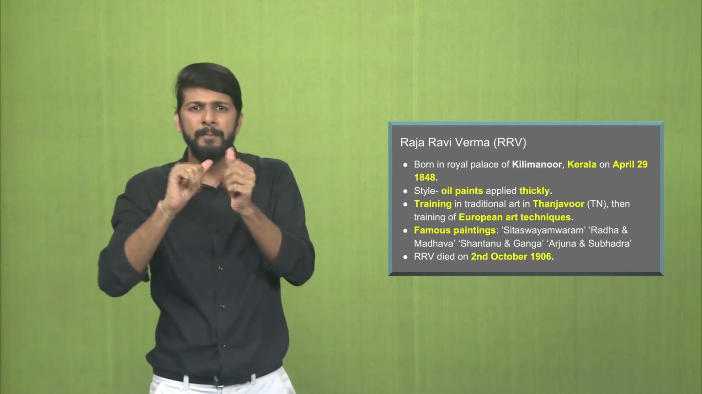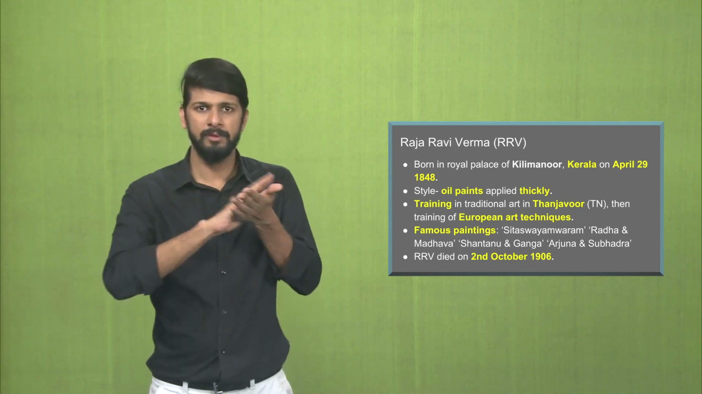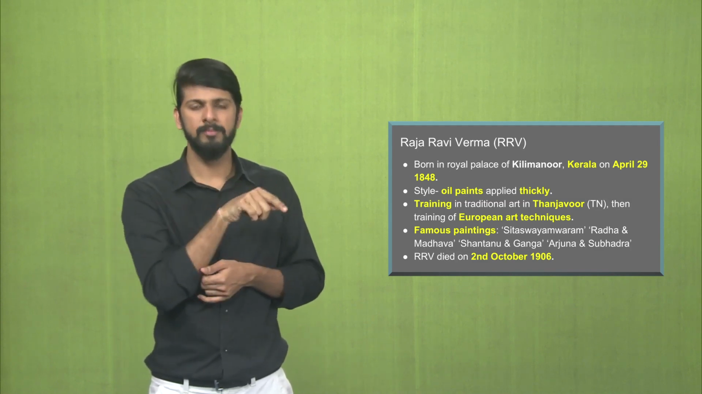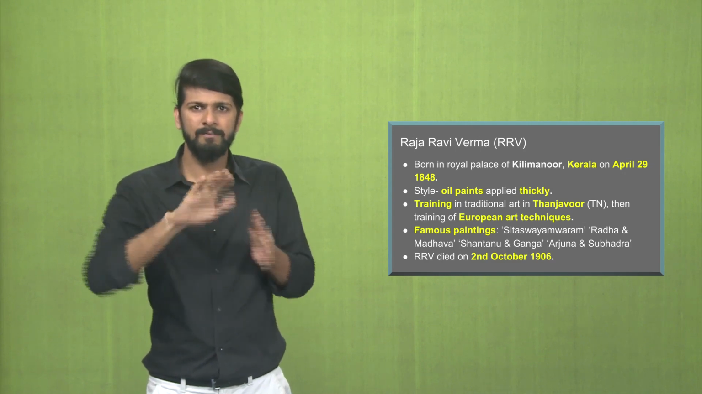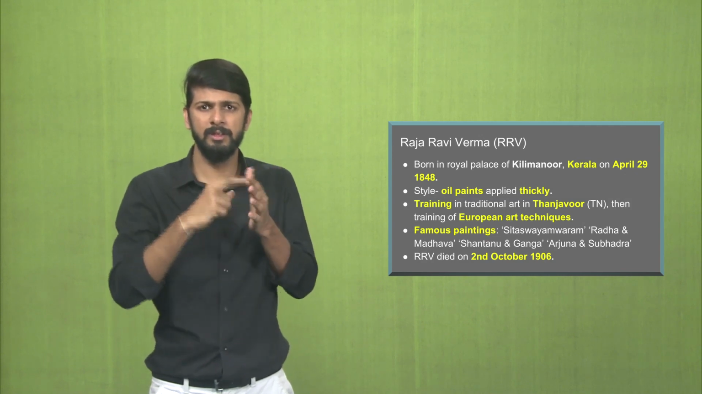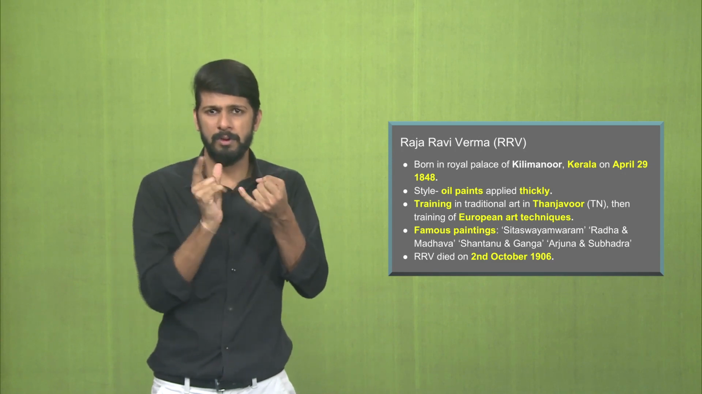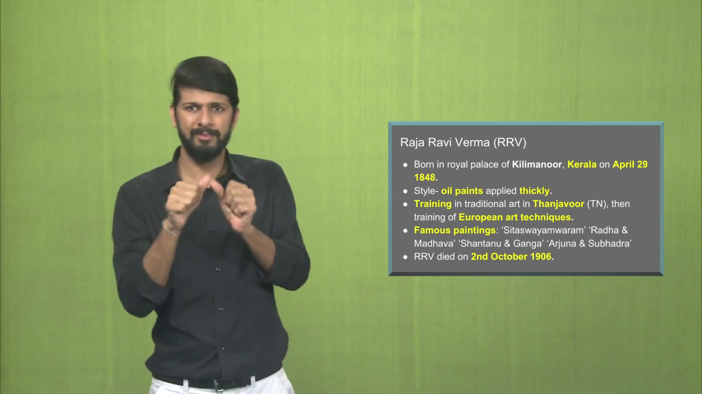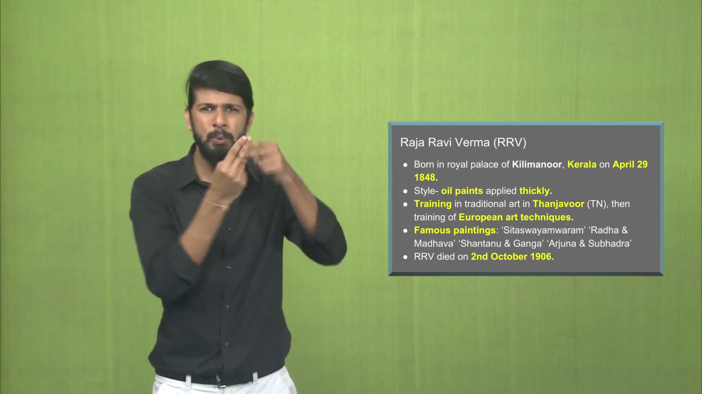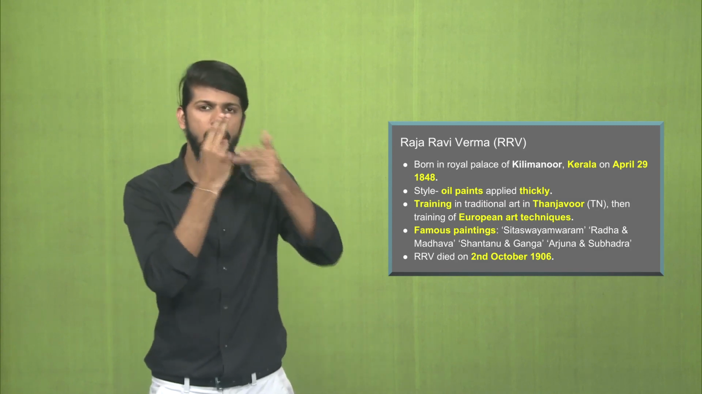Next painting is Radha and Madhava, that is Radha and Krishna. His other famous paintings include Shantanu and Ganga, as well as Arjuna and Subhadra. These four paintings form the favorite themes of Raja Ravi Varma.